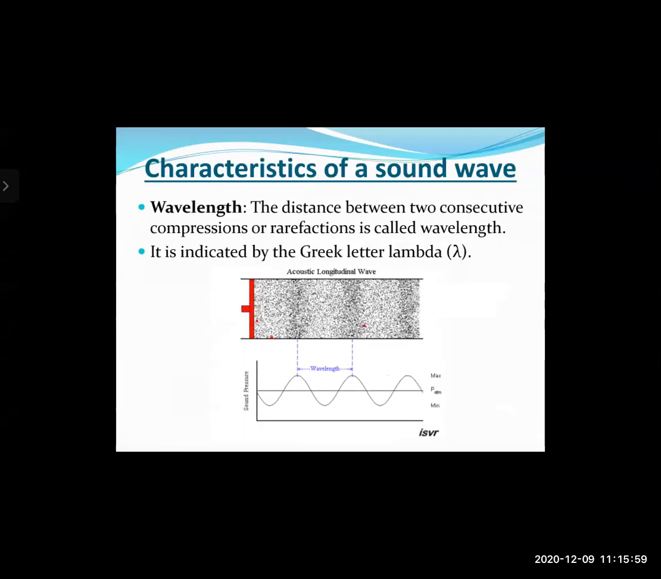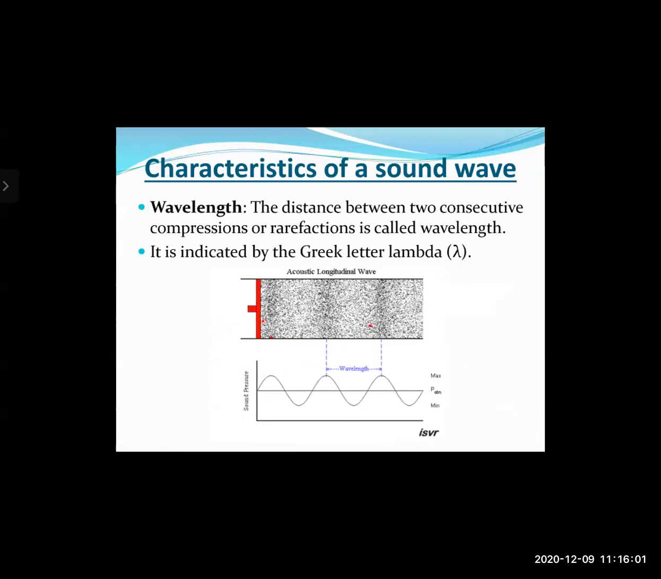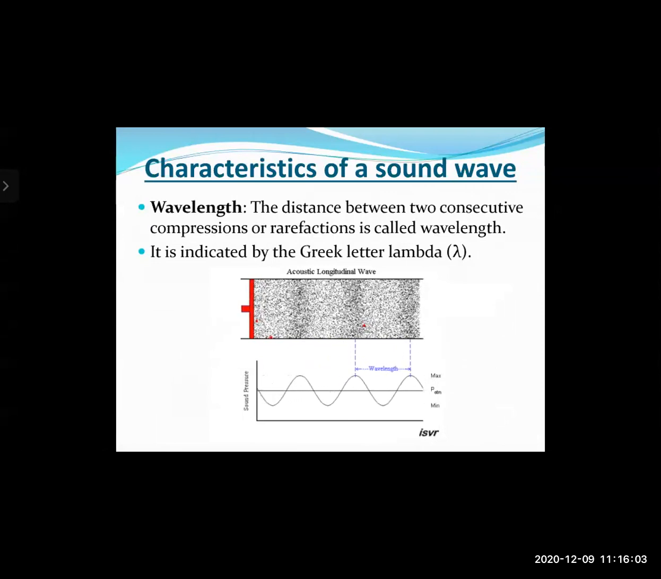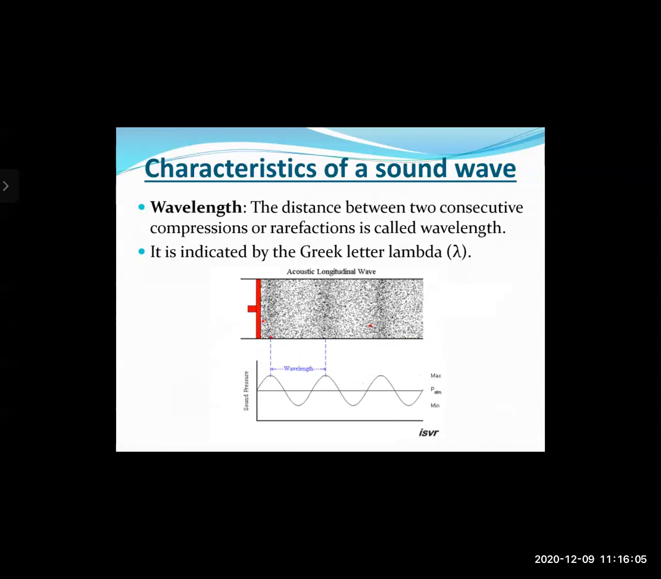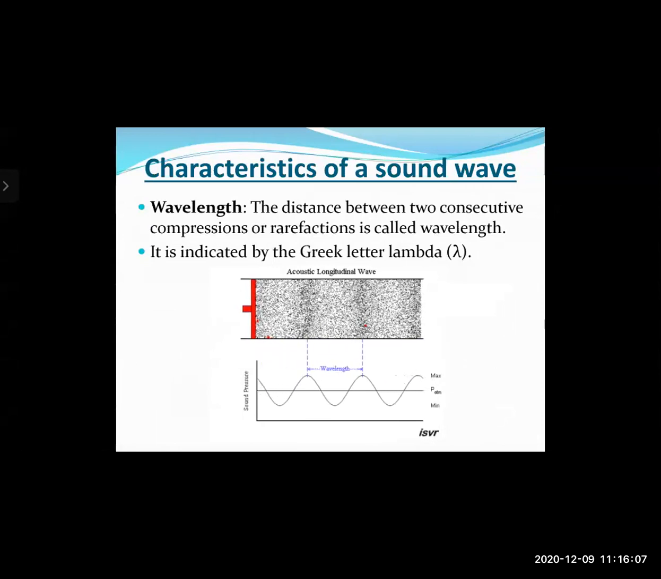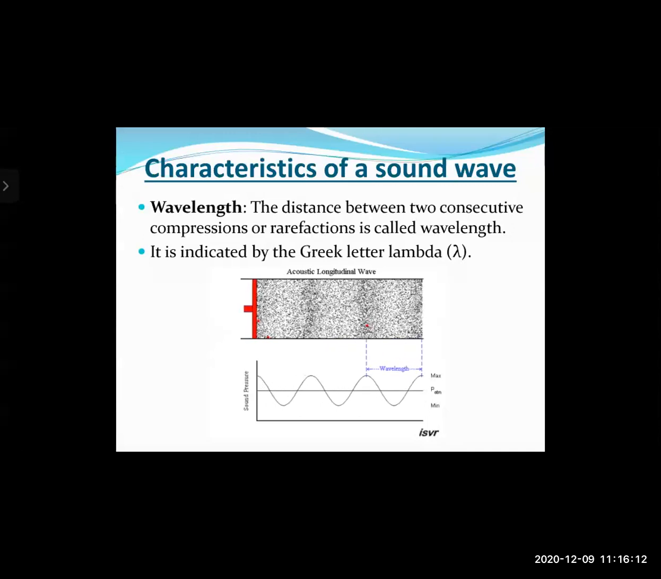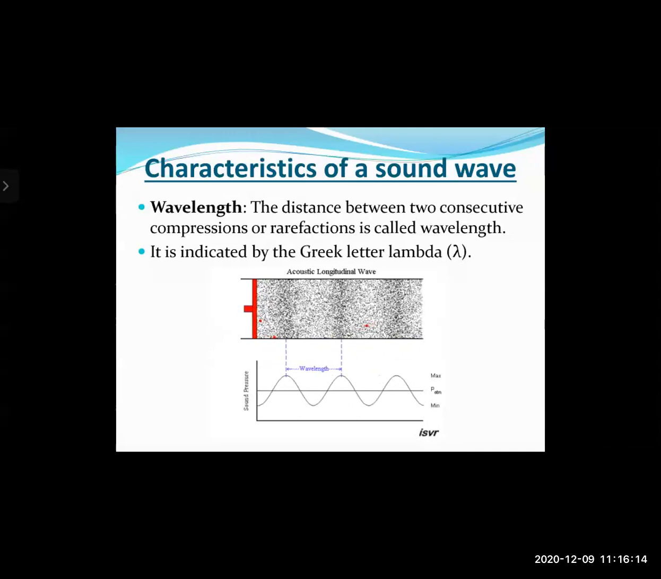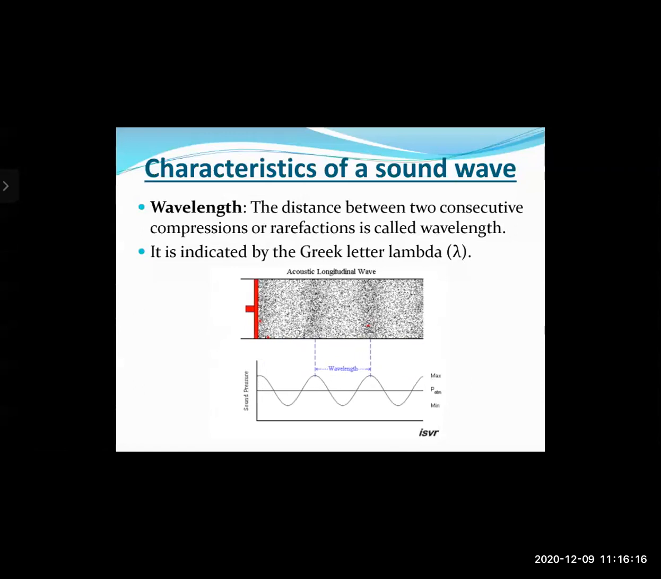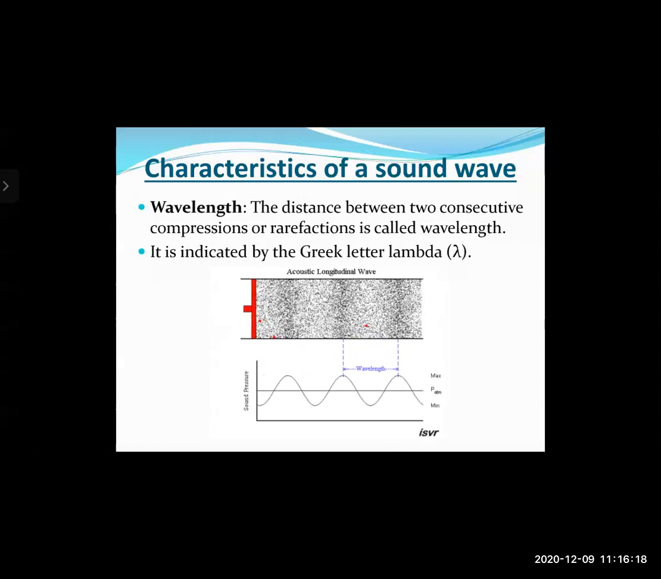The first of them was wavelength. Wavelength is the distance between the alternate crests and troughs, right? So the distance between two consecutive compressions or rarefactions is called the wavelength, and it is given by the symbol lambda. Wavelength is the most important characteristic property of a sound wave or any wave.